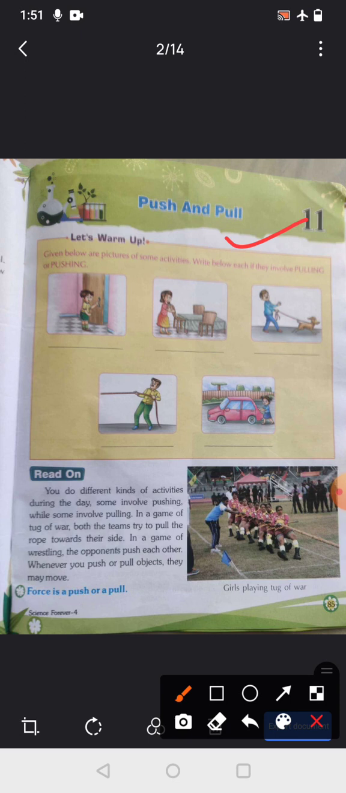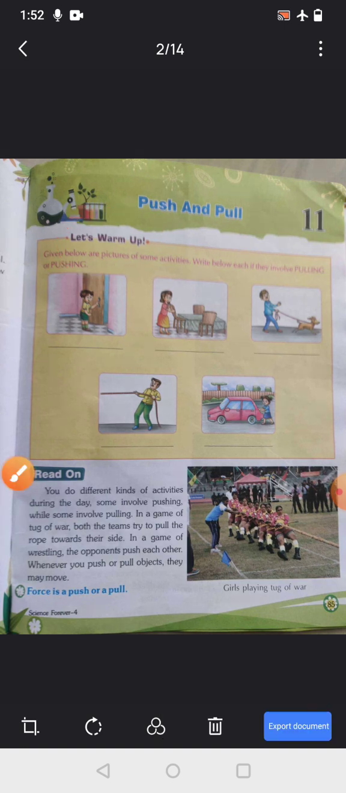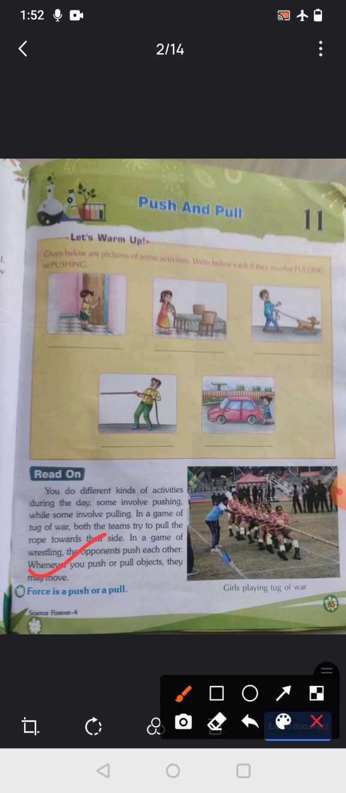First of all, I'll tell you the meaning of the words push and pull again. A force that moves an object towards you would be a pull. And on the other hand, if it moves away, it will be a push. So force can be push or pull, right? Here a warm up activity is given in your book, and I gave you this activity in the homework. I hope you all have done it. In this activity, you have to mention whether it is pushing or pulling, right? Here also I told you that force is a push or pull.